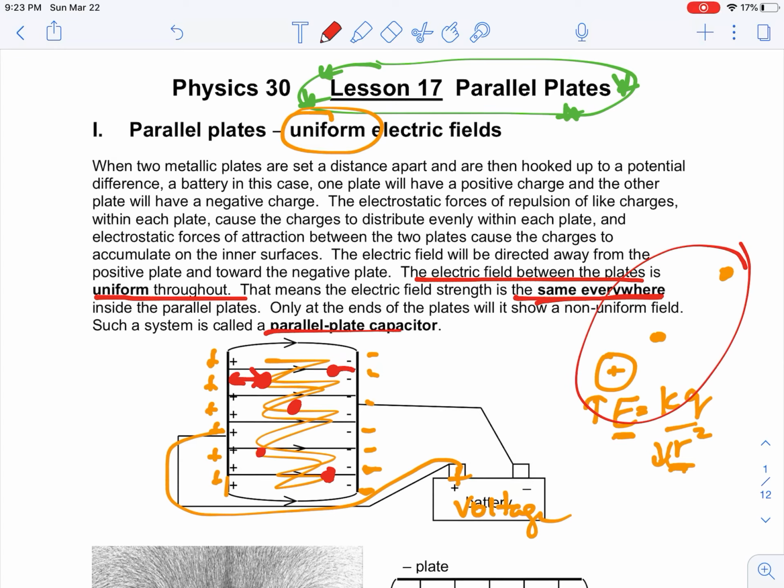Now, the one exception is at the ends here. It gets a little protrudy, and we don't care about that. We'll always be looking at the electric field in between, in this part where it's perfectly uniform throughout.